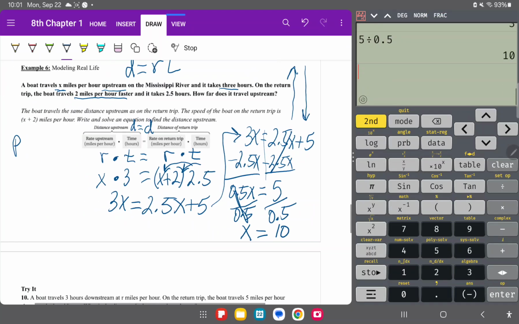So 10 right here, what was 10? 10 miles per hour going upstream. And then, so that's miles per hour, and the time is 3 hours. So that makes a distance of 30 miles.